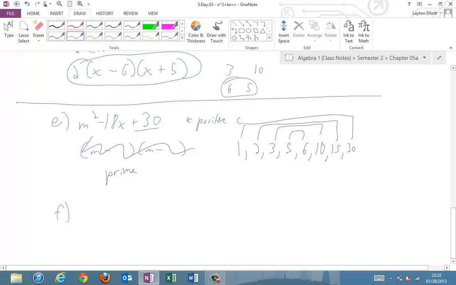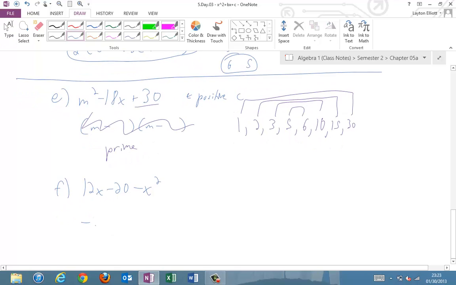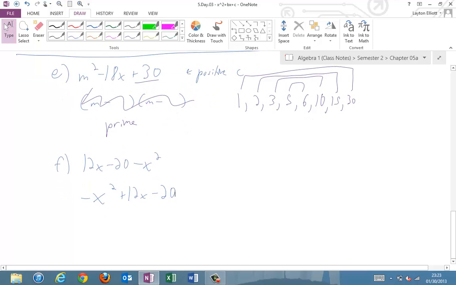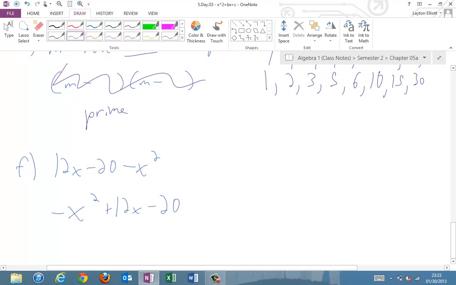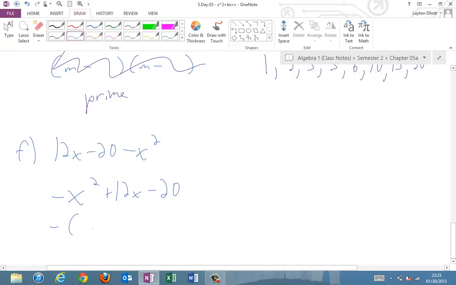Let's do another one. I'm going to do 12x minus 20 minus x squared. This one is a little tricky because I want to put it in descending order, so let's rework things. I'm going to go negative x squared plus 12x minus 20. I don't like negatives in front of the polynomials that I'm trying to factor. So what I'm going to do is take a negative 1 out, and say x squared minus 12x plus 20.